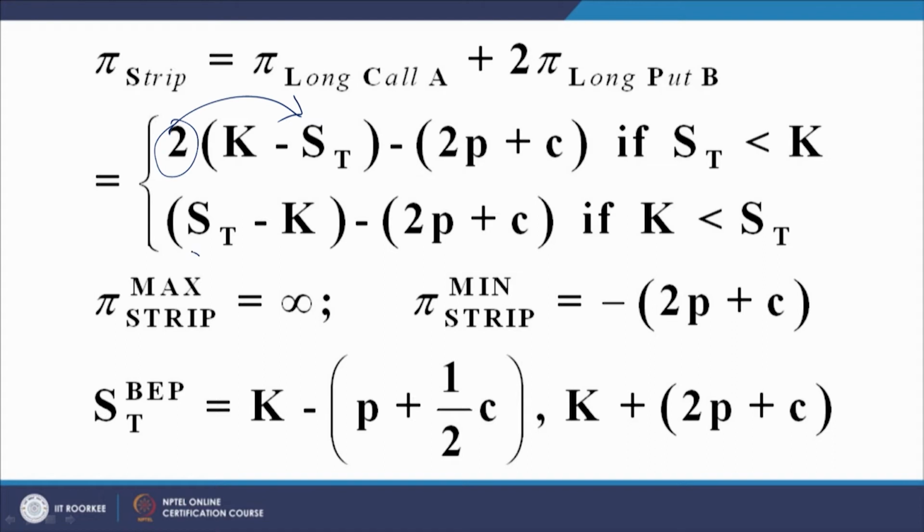The coefficient of S t is 1. Maximum profit is unbounded, as you saw in the diagram also. The minimum profit, or the maximum loss, you may say, is equal to the cost of setting up the strategy, that is 2p plus c. 2p means the cost of setting up 2 puts, long position in 2 puts, and the cost of c, that is the long position in the call option. The break even points are given as shown in the slide.